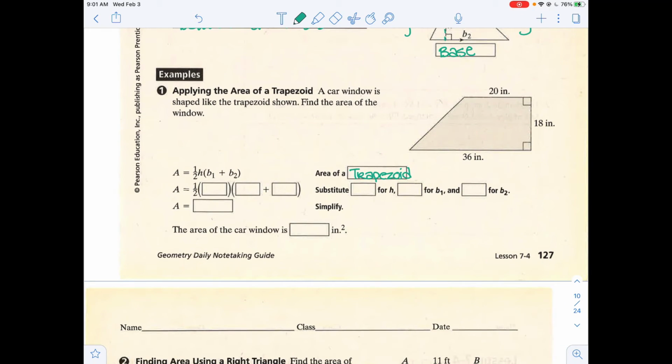So 1/2 times the height is 18, and the sum of the bases is 20 plus 36. So we substituted 18 for height, 20 for base 1, and 36 for base 2. So if we do 20 plus 36 and multiply that all out, we get 684. So the area of the car window is 684 inches.